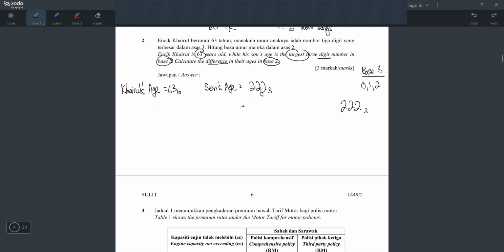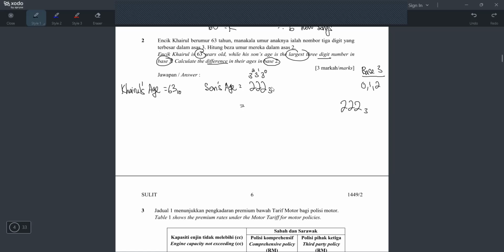Okay, how to change this to base 10? Do you know? First, we have to write down the place value, right? The place value. What is the place value? The nilai tempat. If it's base 3, the nilai tempat will be 3 power 0, 3 power 1, 3 power 2. Okay, students usually forget the power 0. They will straight away write 3 power 1 here, so be careful.